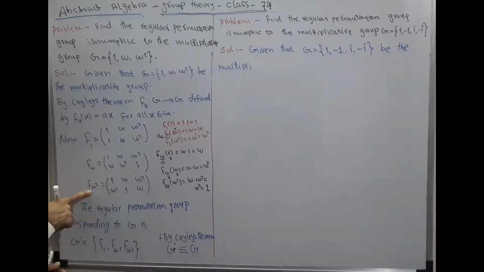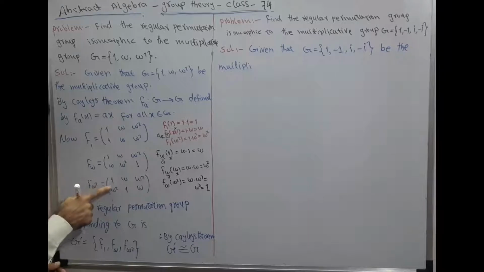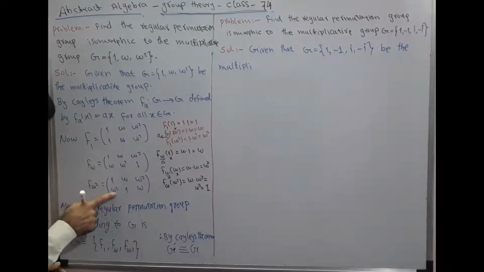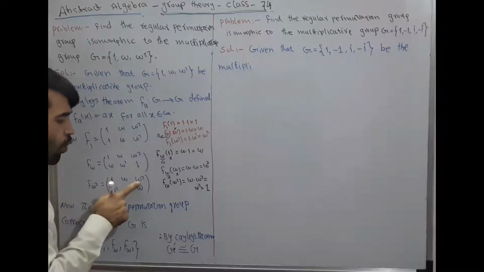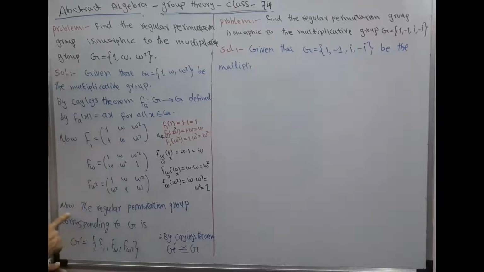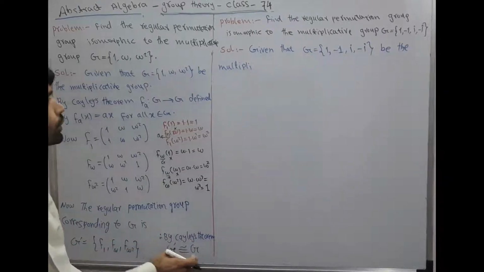Similarly, we can find f_omega square. f_omega square(1) = omega square, f_omega square(omega) = 1, f_omega square(omega square) = omega. Now the regular permutation group corresponding to G is G' = {f_1, f_omega, f_omega square}. Therefore, by Cayley's theorem, G' is isomorphic to G.